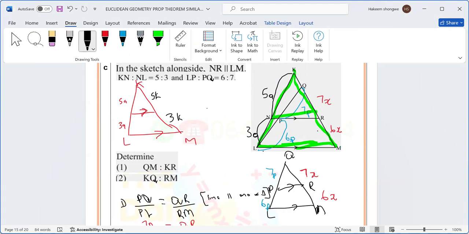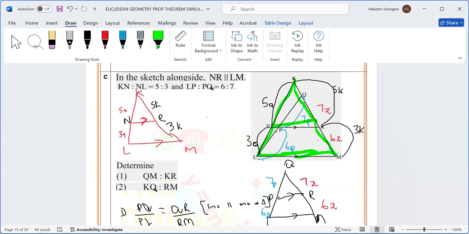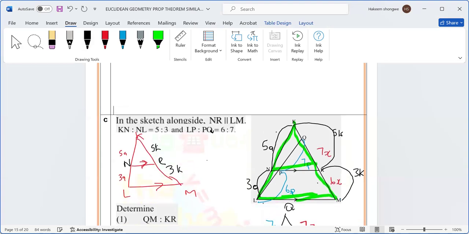Which is from here to here, from K to R? This is NR. From K to R, this is 5K. And then from R to M, it's 3K. I feel confident so far. Are you confident? Yes, I am.